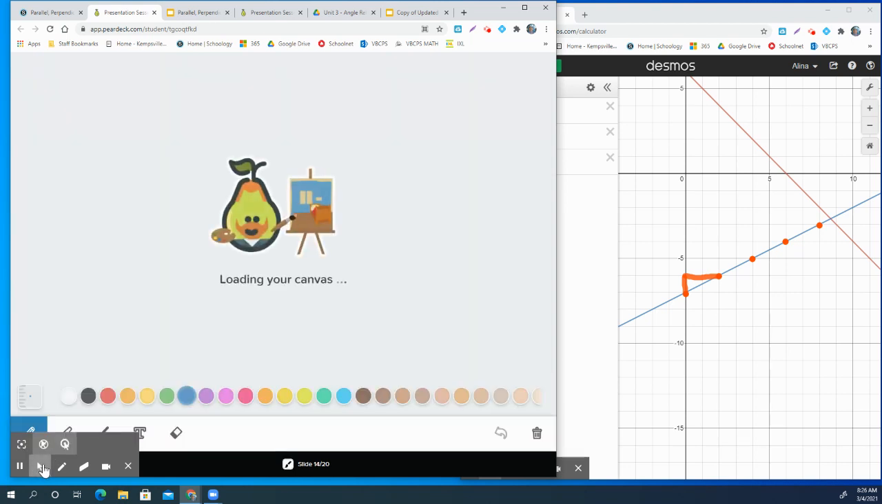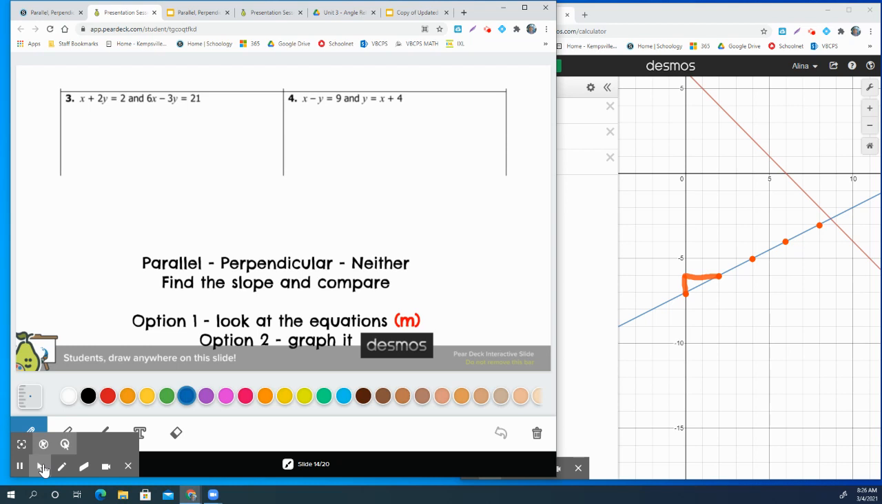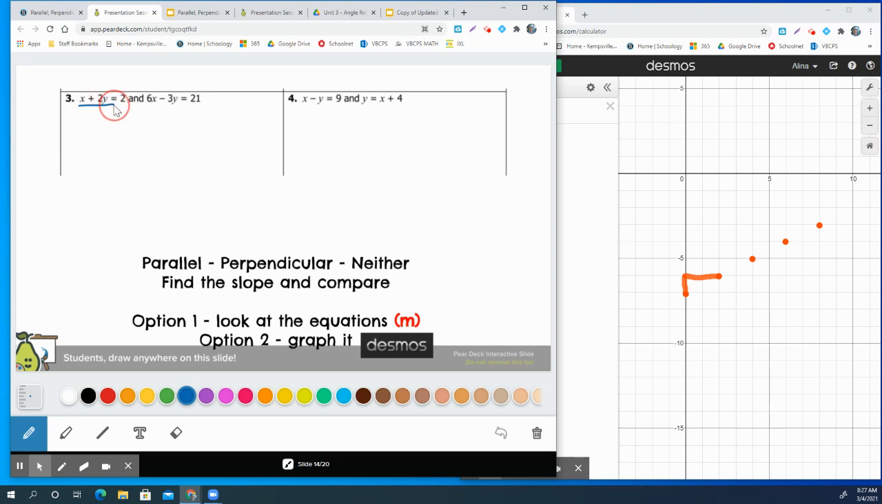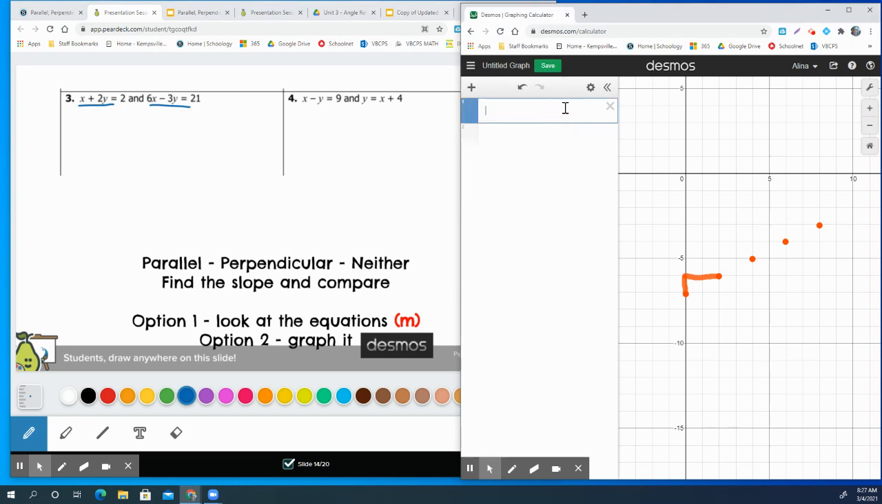So let's go to the next slide, slide 14. What about these? These are a little tougher. These aren't written in that y equals mx plus b form. This is where you need to use the Desmos. Or if there's another way to do it, I think it's just easiest if you use the Desmos. So if you get questions like this where they're not in that y equals mx plus b form, it's hard to see what the slope is. Put them in the Desmos, and you can just type them in exactly the way you see them.